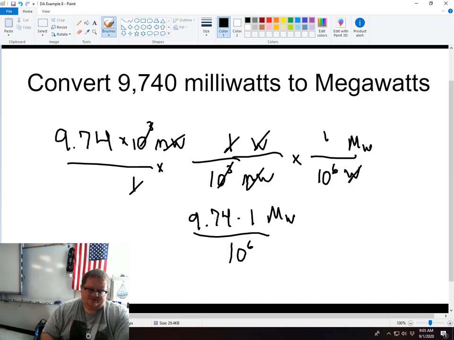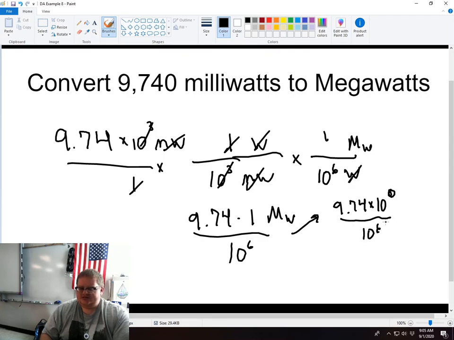Now, you may be wondering about this. I can rewrite this, right? There are two ways you can interpret this. Either you can interpret this as 9.74 times 10 to the 0, divided by 10 to the 6, which obviously 0 minus 6 is negative 6, so 9.74 times 10 to the negative 6th. Sorry, I'm running out of space.